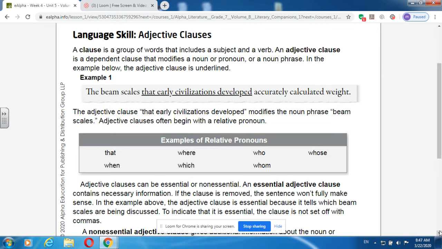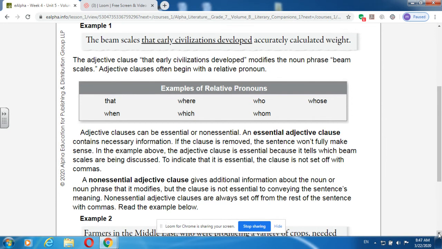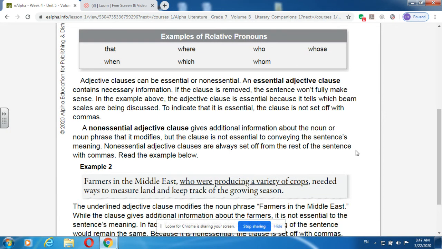Adjective clauses often begin with a relative pronoun. As you can see, the relative pronouns are that, when, where, which, who, whom, and whose. An adjective clause can be essential or non-essential. An essential adjective clause contains necessary information, meaning it is needed information.